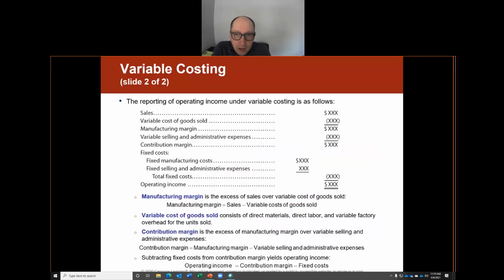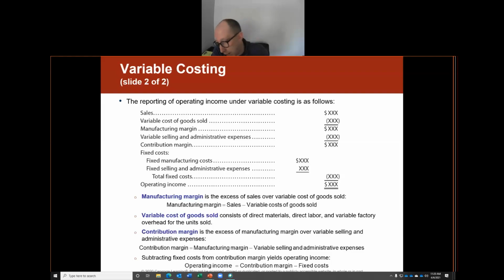So looking at how a variable cost report is developed, we have sales minus variable cost of goods sold. That would be direct materials, direct labor, variable factory overhead, equals manufacturing margin. Remember the word margin, right? Margin is the difference. Minus variable selling and administrative expenses equals contribution margin.